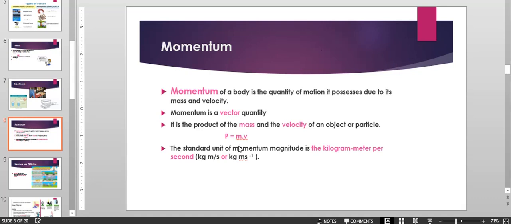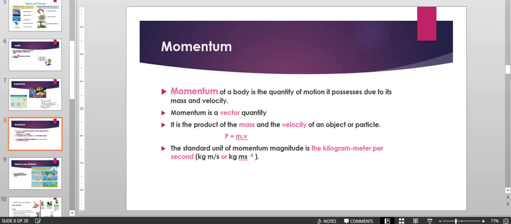So, the standard unit of momentum magnitude is the kilogram meter per second, or it is represented as kg·m/s, or in this way you can also write it. Kg represents the mass of any particular object, and meter per second represents the velocity attained by that object when a force is applied on it.